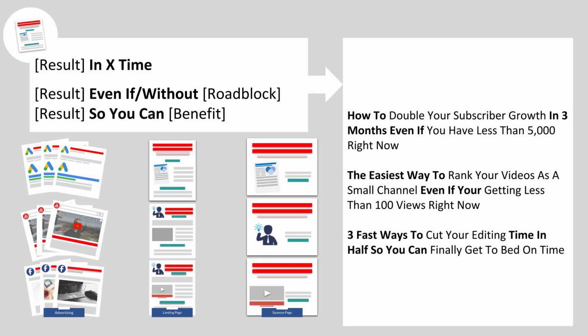And if we were including a case study here, we could say how to get 1,256 new subscribers in the next 3 months, even if you have less than 5,000 right now. So you can also be very specific with the result. But here we are using 5,000 subscribers right now to target people who have less than 5,000 subscribers. Obviously, anyone above 5,000 isn't going to find this interesting, and that's okay. And here we're also using the modifier in 3 months.